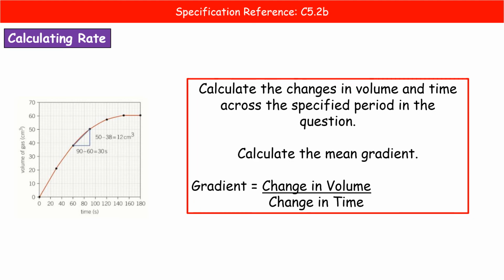So what we then need to do is work out the change in volume and the change in time. Change in time, 90 minus 60 gives us 30 seconds. Change in volume in this case, 50 minus 38, 12 centimetres cubed. So to work out our rate, we just do 12 divided by 30. And that then gives us the rate for that particular reaction.